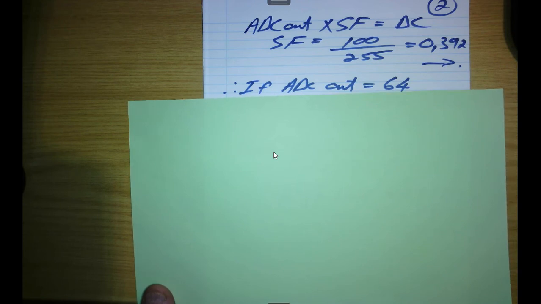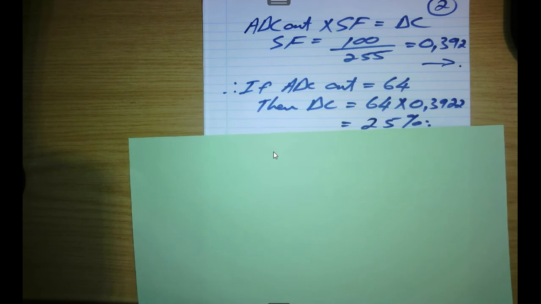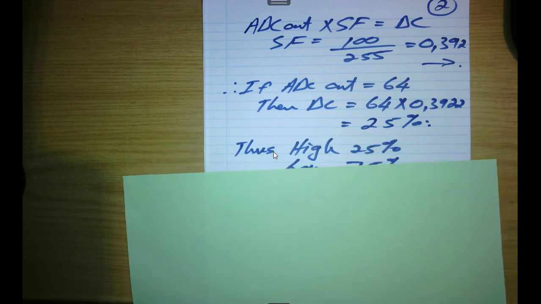So I'm just taking an example here, and I'm saying if the ADC output is 64, then that translates to 64 multiplied by 0.3922, which is a 25% duty cycle, in other words.